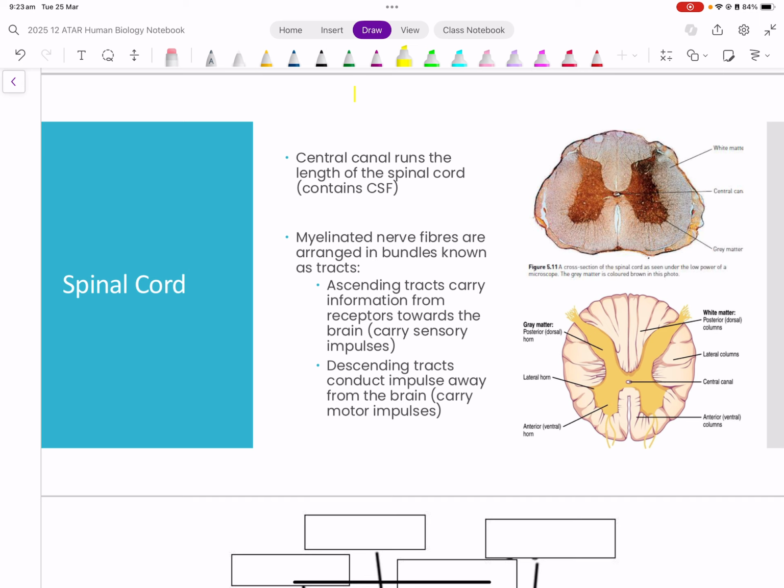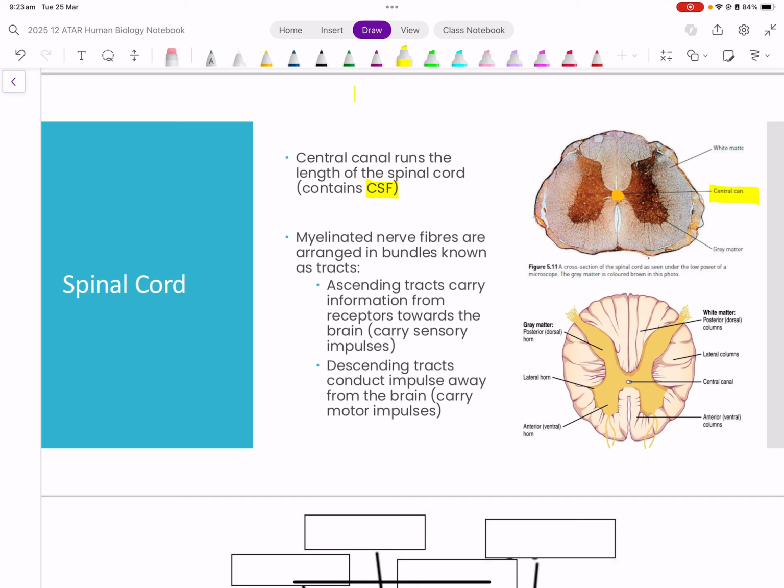As we further travel into the spinal cord and we look at some of the other key components, something that's really important is this central canal. And you can somewhat see this central canal if I get my yellow highlighter and I colour it in on this diagram up the top here. The central canal runs the entire length of the spinal cord, and it is what contains this fluid known as cerebrospinal fluid, which again, we'll talk about in a few lessons' time.